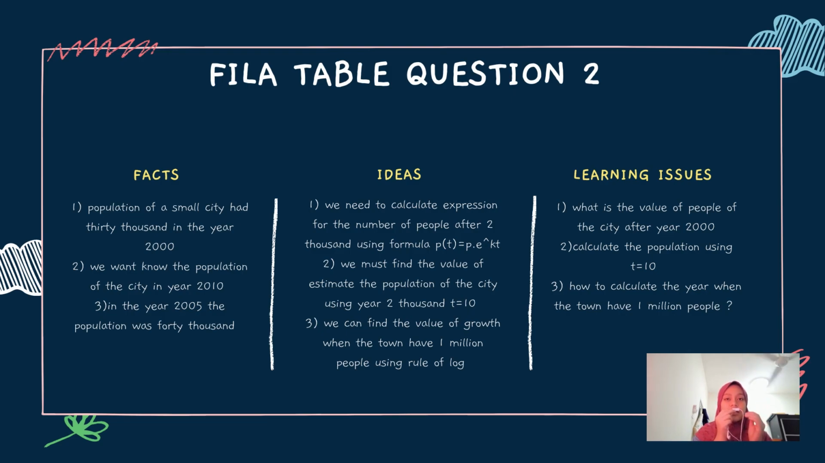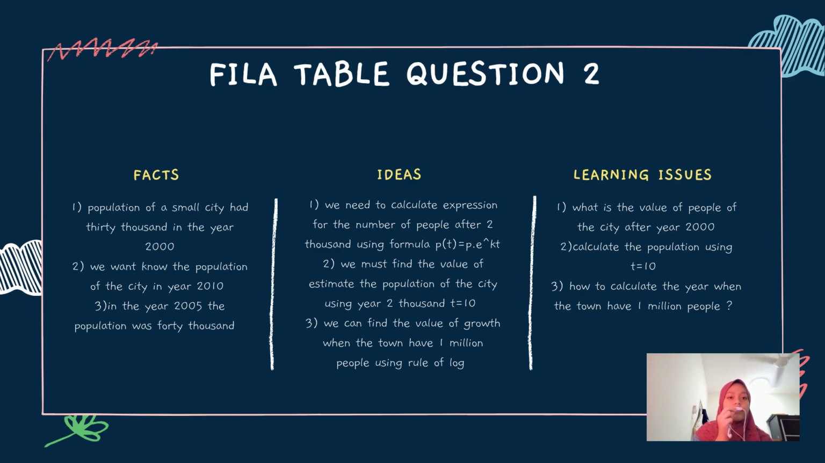The question is, a population of a small city had 30,000 people in the year 2000 and has grown at a rate proportional to its size. In the year 2005, the population was 40,000. A. Find an expression for the number of people in the city t years after the year 2000. B. Estimate the population of the city in the year 2010. C. Assuming the growth continues at the same rate, when will the town have 1 million people?